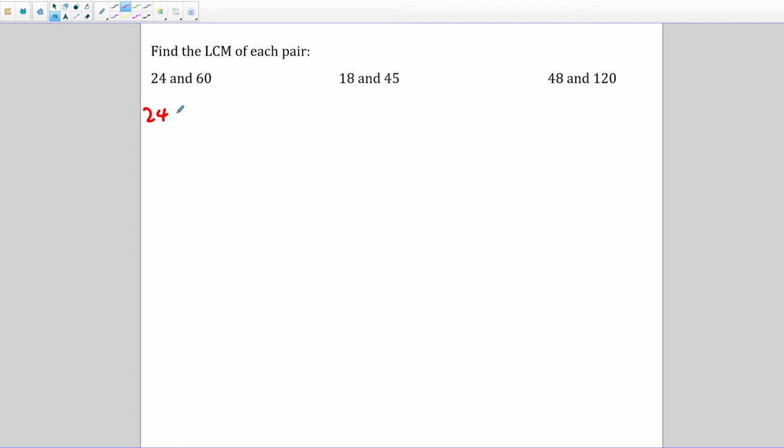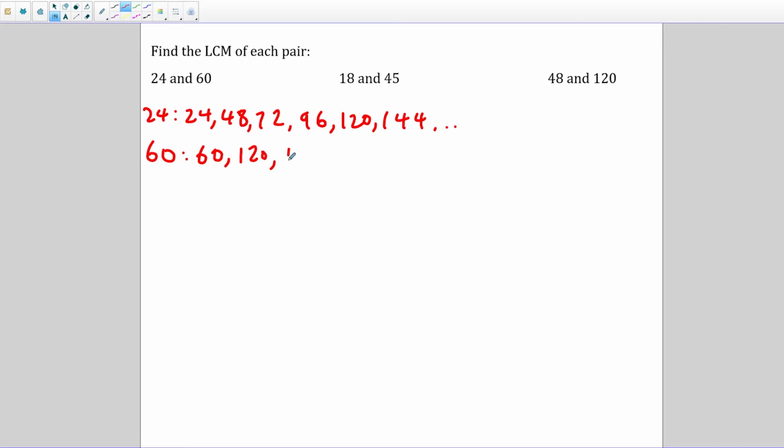So our multiples of 24 are going to be 24, 48, 72, 96, 120, 144, and I think that should be about enough. Let's do the same with 60. So we've got 60, 120, 180, and so on. And we can quickly see that our LCM of 24 and 60 is going to be 120.